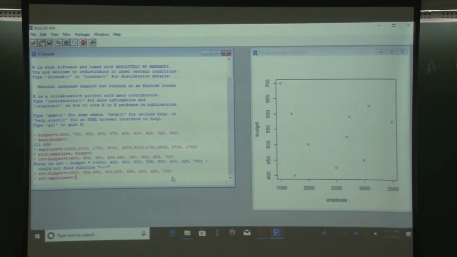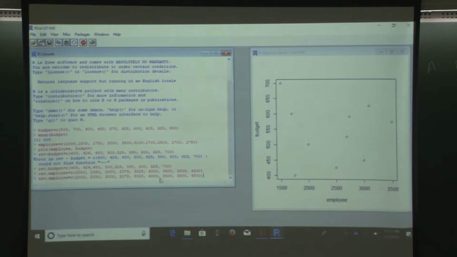To see, if we start with 2000, maybe 50, 3000, 2075, not exactly upward but kind of upward I'm making, 4000, 3500, 3800, 4500. Okay, so how about now we do the plot.